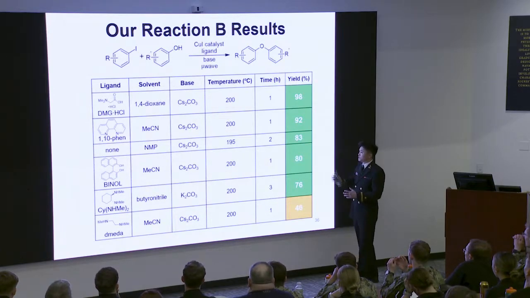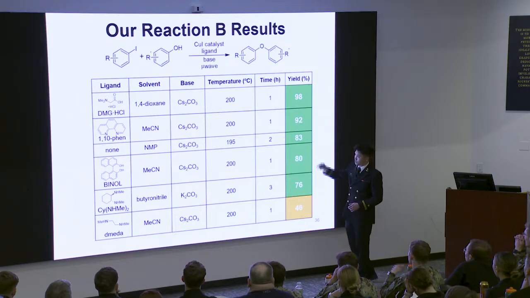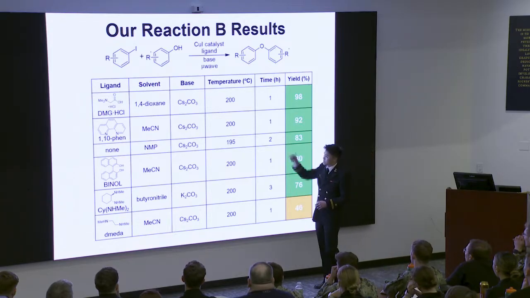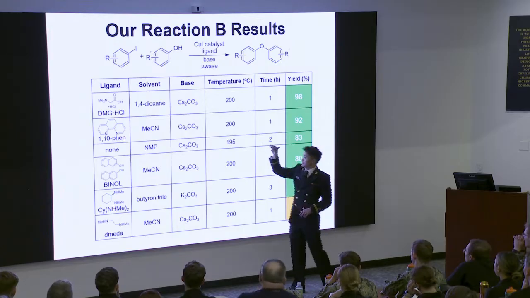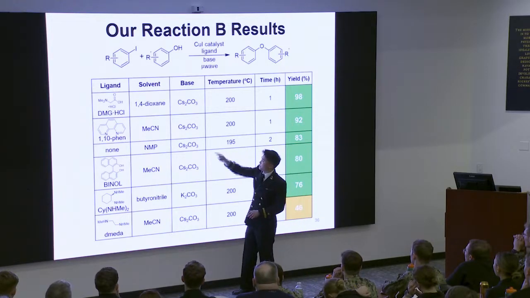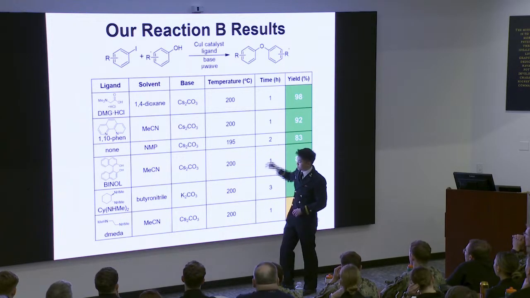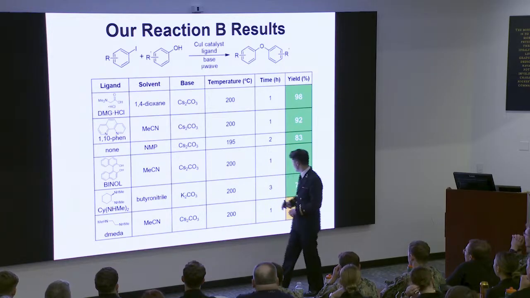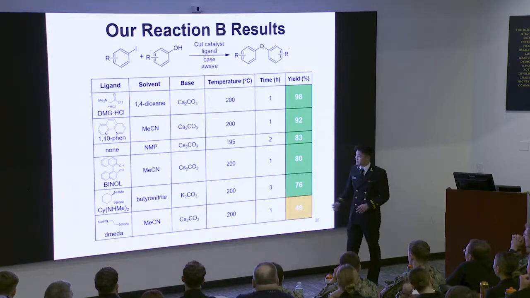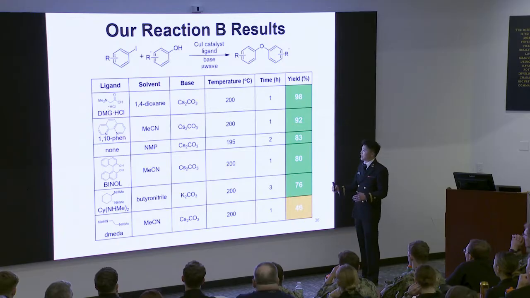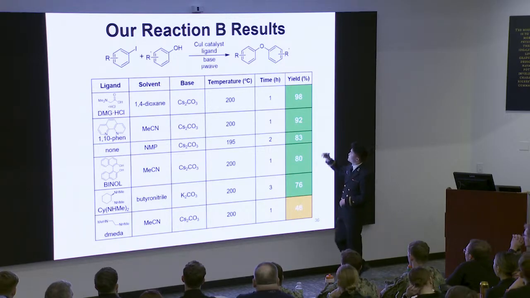All in all, this slide summarizes the various results that we observed when testing each of these reaction conditions. As you can see, the reaction conditions which use DMG-HCl ligand produced the highest yield of 98%, while the lowest one used DMEDA ligand, which produced only 46%. The most promising reaction conditions for reaction B are shown here in green.